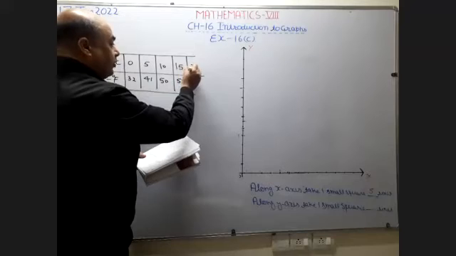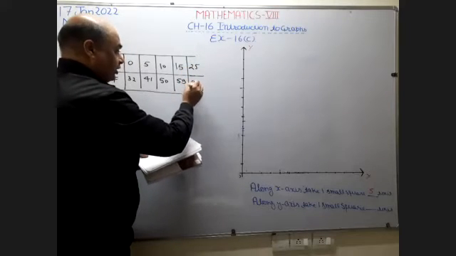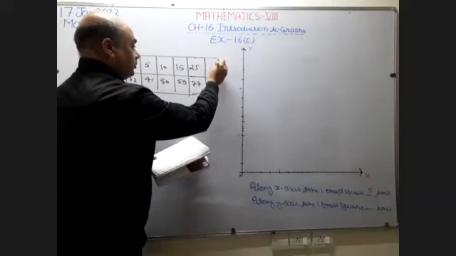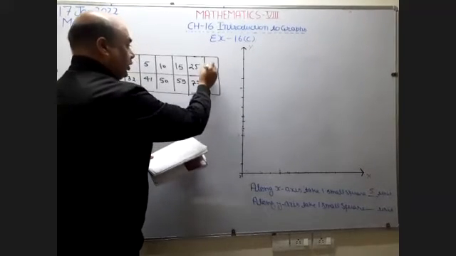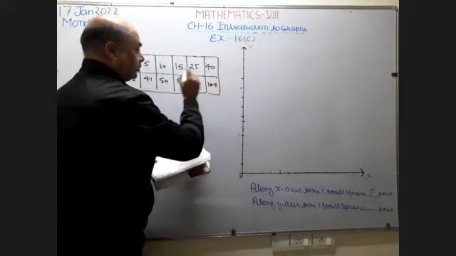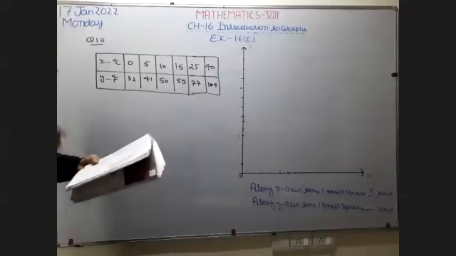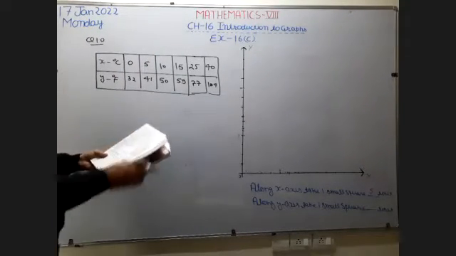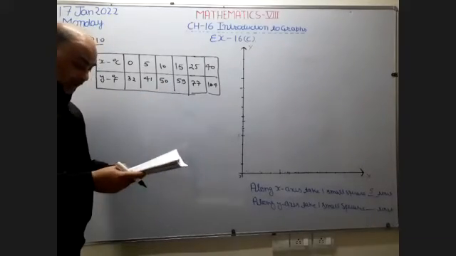Next one is 25 degree Celsius equal to 77 degree Fahrenheit, and the last one, 40 degree Celsius is equal to 104 degree Fahrenheit. Okay, this is given in the question. So draw the graph to show the Fahrenheit and the centigrade. So I want to draw the graph first.